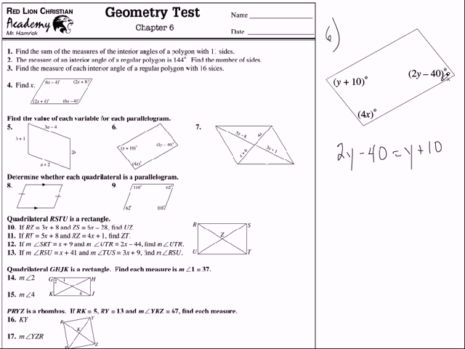Alright, so you just set these equal to each other. Why? Because opposite angles of a parallelogram are equal to each other. Subtract a y from both sides, add a 40, and you get 50. Alright, just like that. And now you got to solve for x.